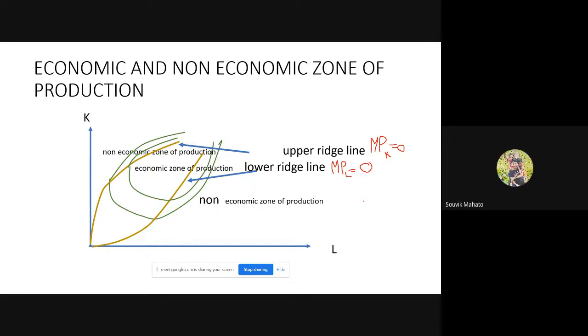Ma'am, are the ridge lines joining all those points of the isoquants where MPL and MPK are 0? Yes, that is the feature of the ridge line. You have to join the points where MPL is equal to 0 with the origin, because at the origin also MPL and MPK both are 0. That is the starting point of your marginal product curve. Okay, ma'am.